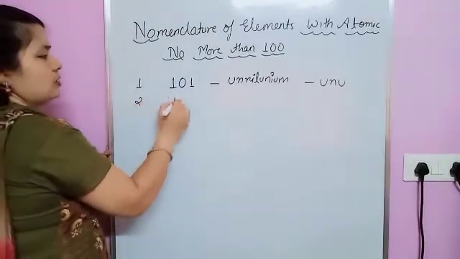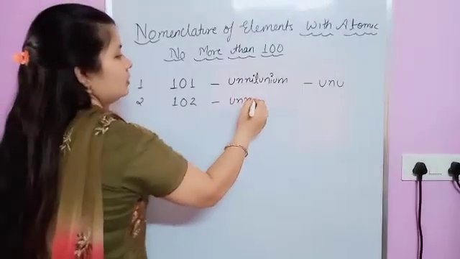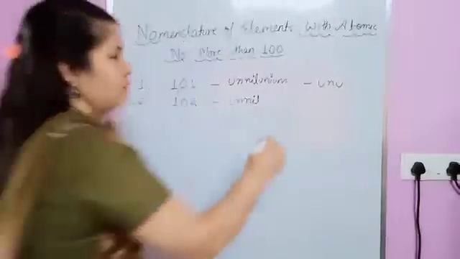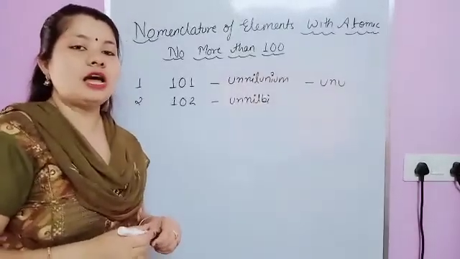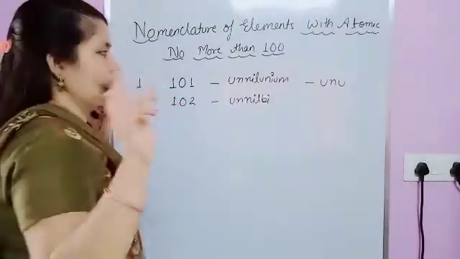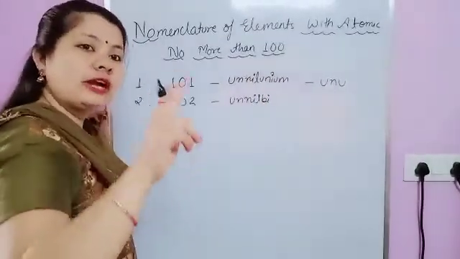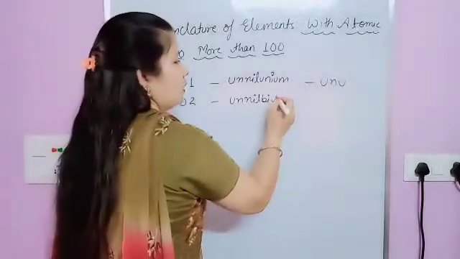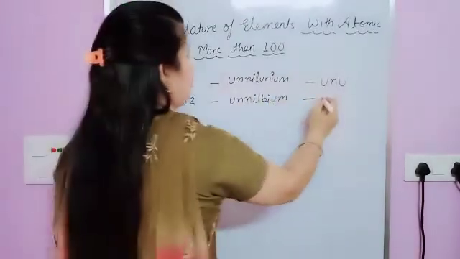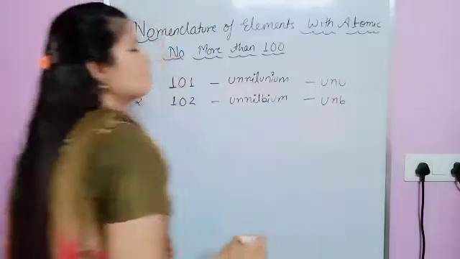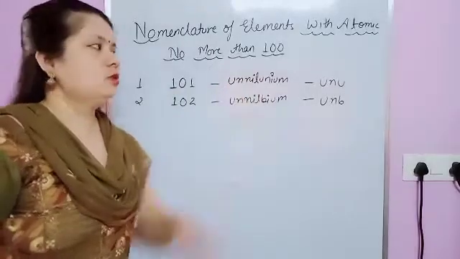Now this one is 102. Just see, this one is again un, nil, and for 2 we use bi. Now it's bi, and at last you have to add ium. But now remember one thing: here already one i is present, so no need to write another i. So directly you can write um, like this: un, nil, bi. So this one is UNB. This one is the abbreviated form. No 2 i's, only 1 i you have to write. So this thing you have to take care of.